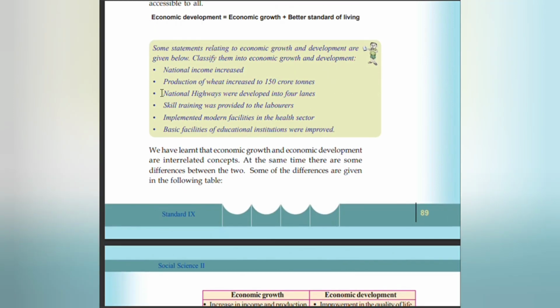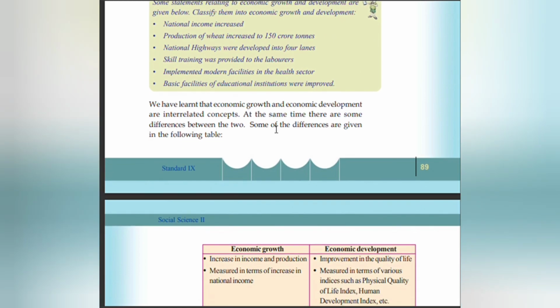National income increased. Production of wheat increased to 150 crore tons. National highways were developed into 4 lines. Skill training was provided to the laborers. Modern facilities were implemented in the health sector. Basic facilities of educational institutions were improved.